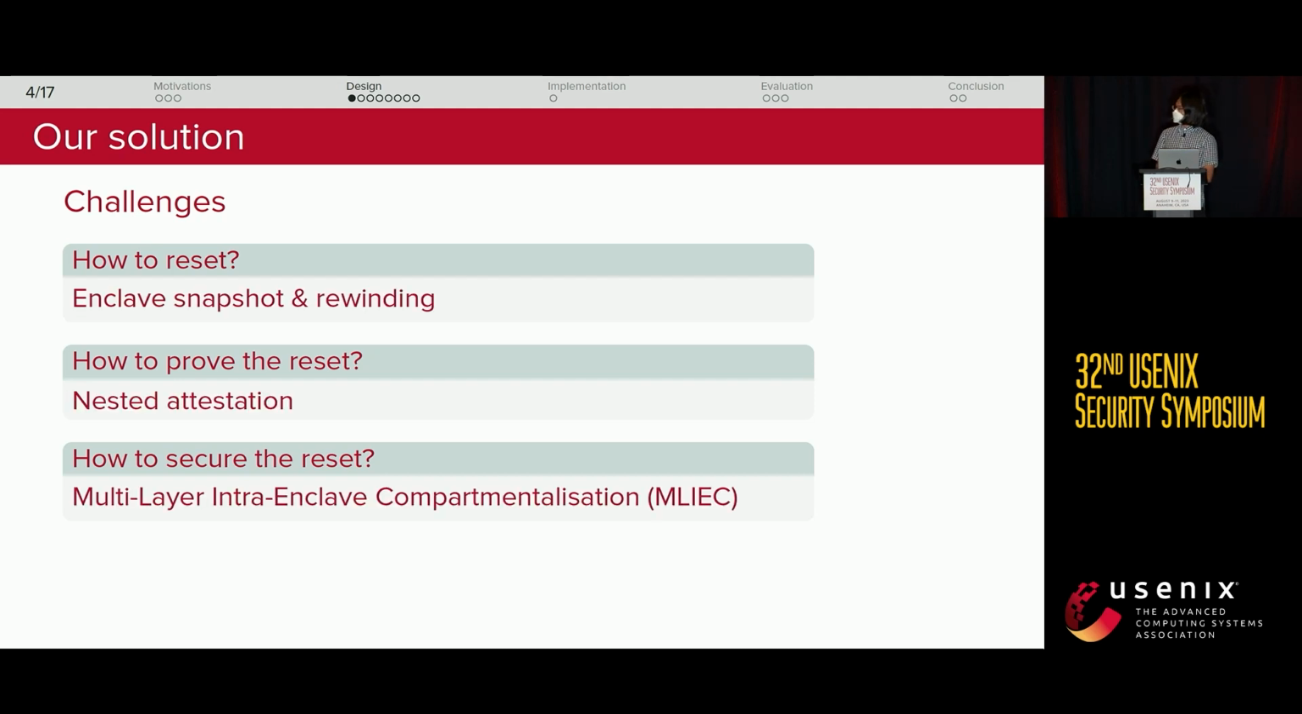So the 3 key techniques to solve the 3 key challenges are the enclave snapshot and rewinding, nested attestation, and multi-layer intra-enclave compartmentalisation, MLIEC. So remember, this is going to be a generic and architecture-independent method. It's going to be in software, but to give you some demonstrations, we're going to use x86 as an example.